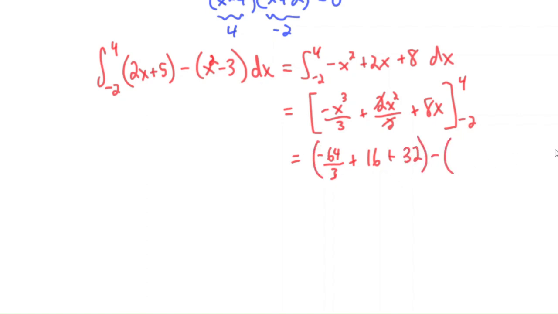Now we're going to subtract what we get when we plug in minus 2. So negative 2 cubed is going to be negative 8, but then we have a minus in front of it. So it's plus 8 thirds. And then when we plug in minus 2 here, it's going to be plus 4. Plug in minus 2 here, it's going to be minus 16. And all of that is in parentheses there. Now, if we simplify, we'll notice we have a negative 64 thirds and another minus 8 thirds. That's going to be negative 72 thirds.